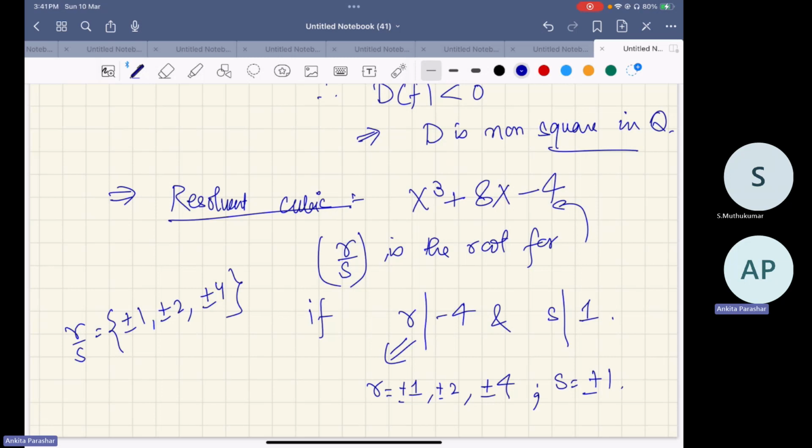First of all, is 1 a root? No, right? 1 is not a root. Minus 1? Not a root. 2? We can check 2 cubed minus 2 cubed, no. Minus 2, also the cube is not coming. 4 and minus 4, none of them is a root. Yeah. So therefore it is irreducible.